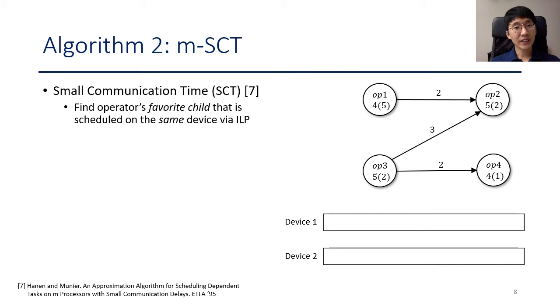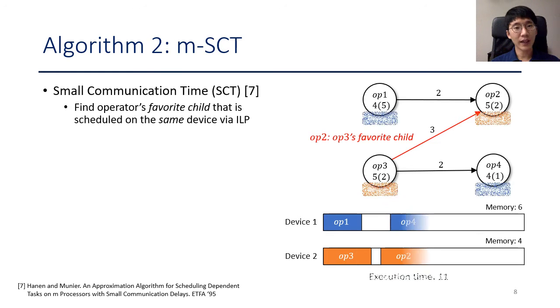The favorite child is determined by solving an optimization problem to minimize execution time via ILP. In the example graph, let's assume that operator 2 is the favorite child of operator 3. Then, the placement by SCT would be like this, and this achieves shorter execution time than ETF.